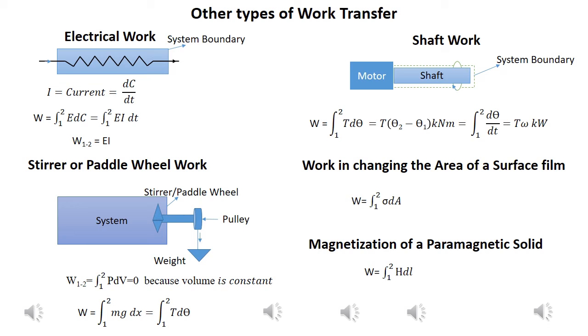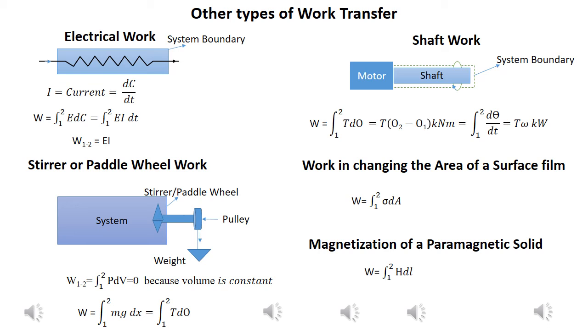So the current flow I, which is given in ampere, equals dC by dt, where C is the charge in coulombs and t is the time in seconds. So we can rewrite W as the integral from 1 to 2 of E dC, where E is the voltage potential, and dC can be replaced by I dt. So work done equals E into I.